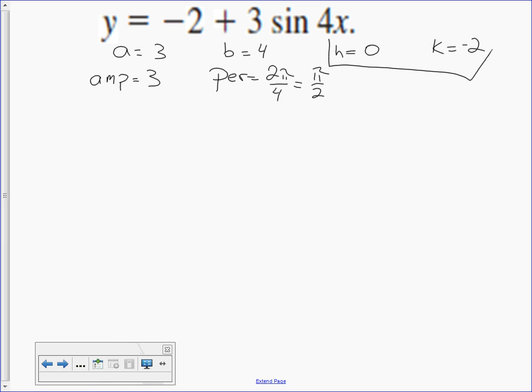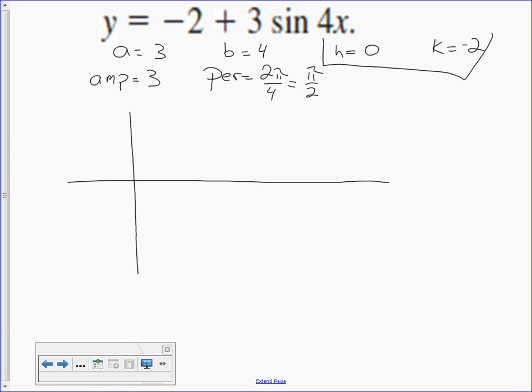And now this is what I'm going to worry about later. Those are my shifts. Since there's no horizontal shift here, there's just a vertical shift, all I'm going to worry about is making my T-chart, just like I would any other time. We start at the origin, and I end at the period. And now it's a matter of cutting things in half.